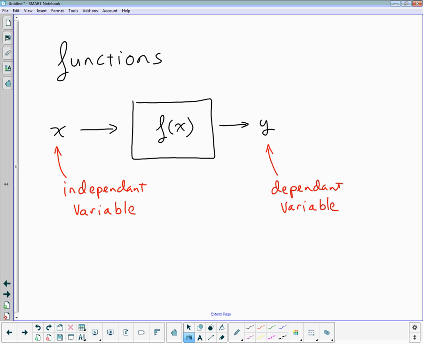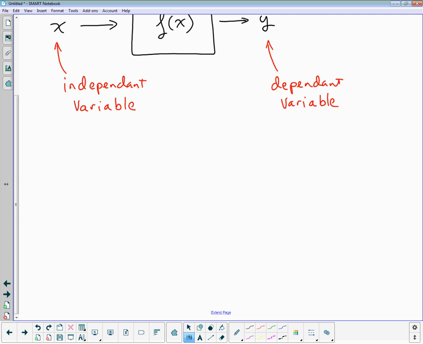The function is the machinery of what happens to the number. How does it get multiplied, added, subtracted, divided? How does it get changed? And then it gets spit out. So it's kind of like, in a sense, a little mathematical machine. So let's have an example of what I'm talking about.